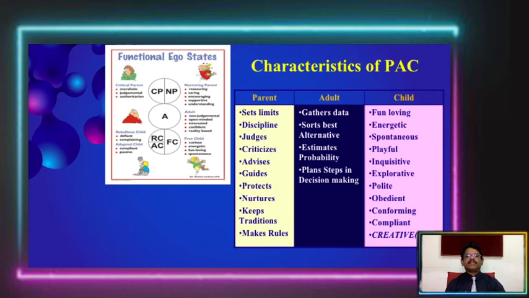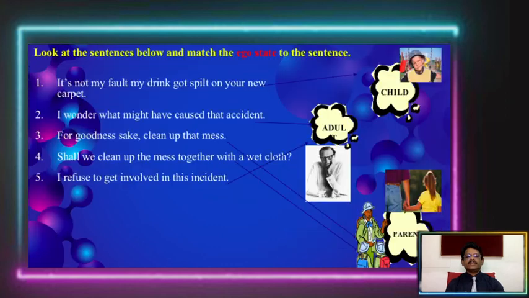The child is always complaining and sometimes naughty, and also polite and playful. If you look at it, training leaders are often in the child ego state, and senior managers are in the parental ego state. Effective, successful managers are always in the adult ego state. This way you can understand the ego states.